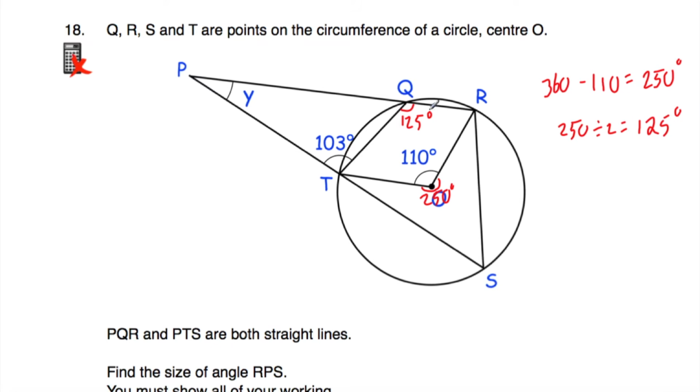So we've now got the size of this angle here, angle RQT. And now we were told that the line PQR is a straight line. So that means this is a straight line.